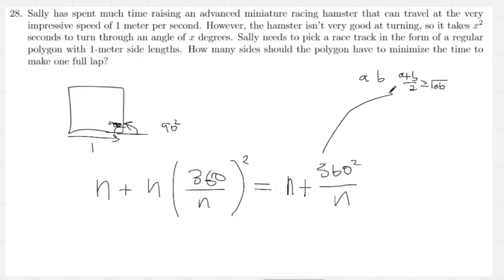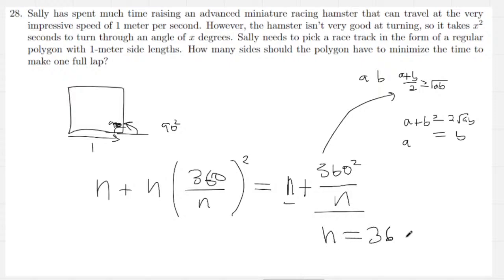Now, this looks very nice for AMGM because a plus b is greater than or equal to 2 root ab. And in fact, equality is achieved, or a minimum in the arithmetic mean is achieved, when a equals b. So that means n equals 360 squared over n, which means n equals 360.